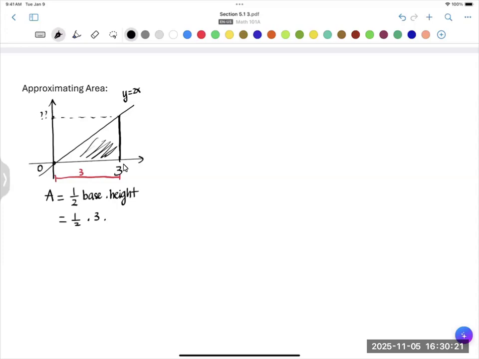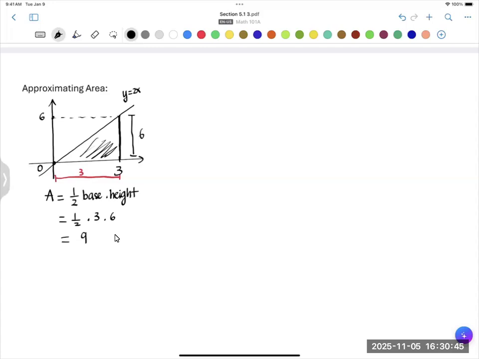What is the output of the function? How do we find out? We just put 3 into the 2x. So then we get the height of the region, right? 3 would give 6. So my height will be 6, right, from here to here is 6. So the area of the triangle will be 9.